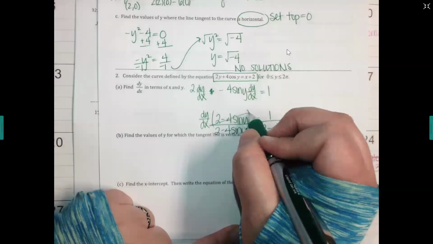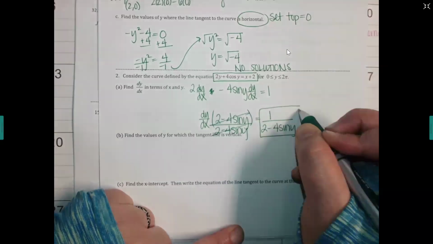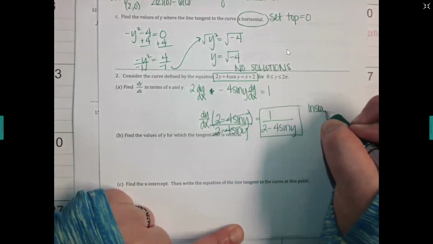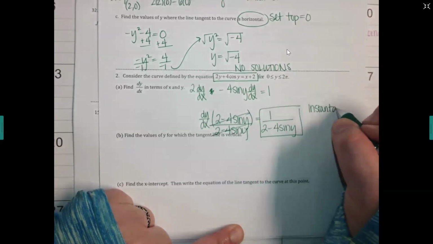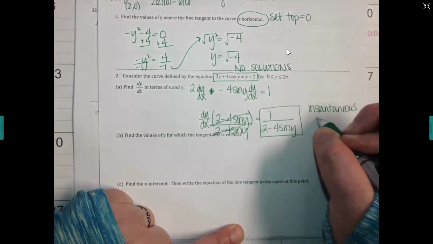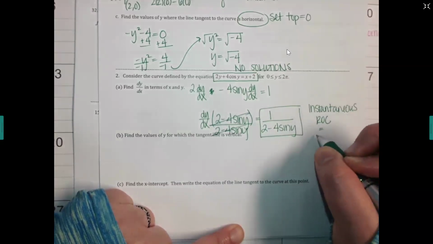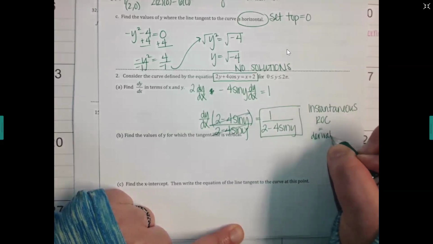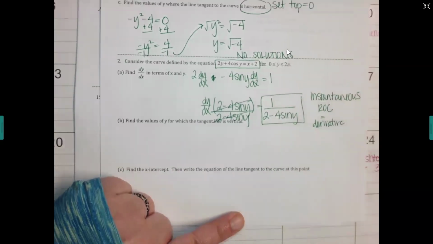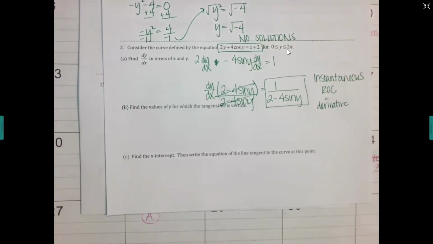Okay, remember that the expression you just wrote, that's the instantaneous rate of change, which is just a fancy way of saying that's the derivative. Okay, and then remember, the derivative can be used to find the slope at any point that you want. You would just have to plug it in.